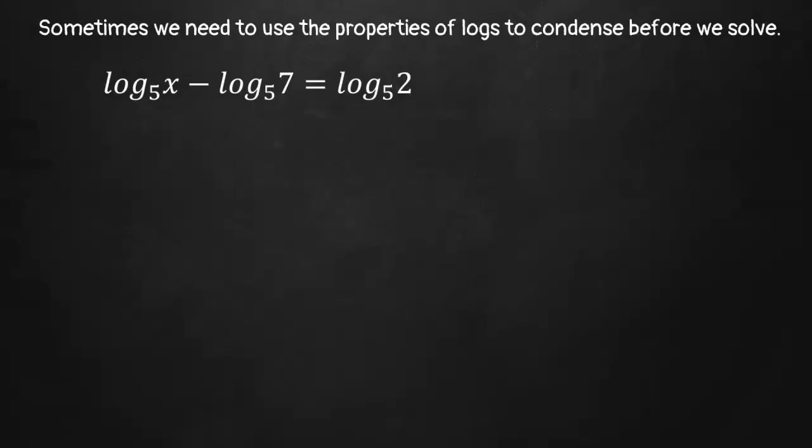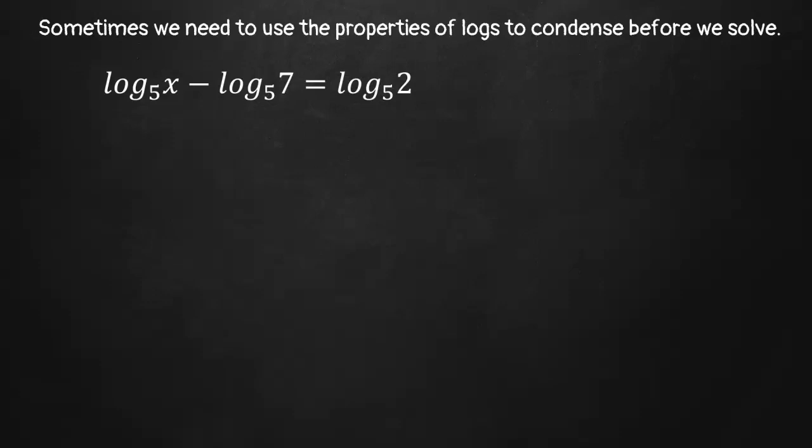Now, there will be some times where you might have to use your properties of logarithms to condense before we solve. So if you need a little refresher on the properties of logarithms, you can check the other video and refresh about those properties. Now, on the left-hand side, what you see is you've got 2 different logs. So you'll have to think back to, okay, well, what property dealt with 2 logs that were separated with a subtraction sign? That was actually the quotient property.